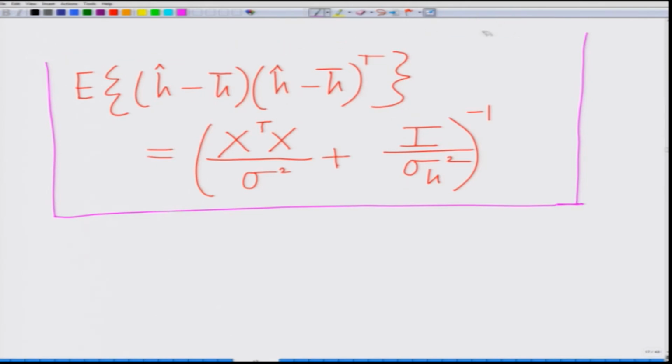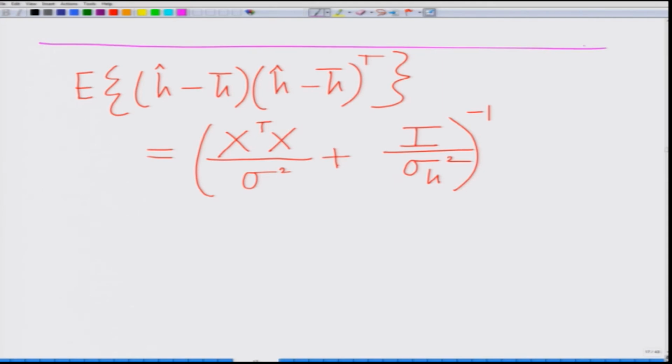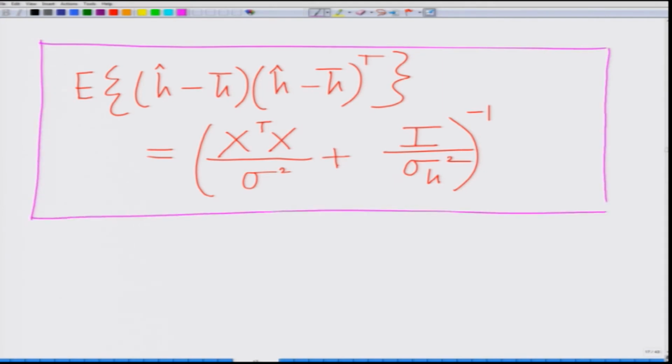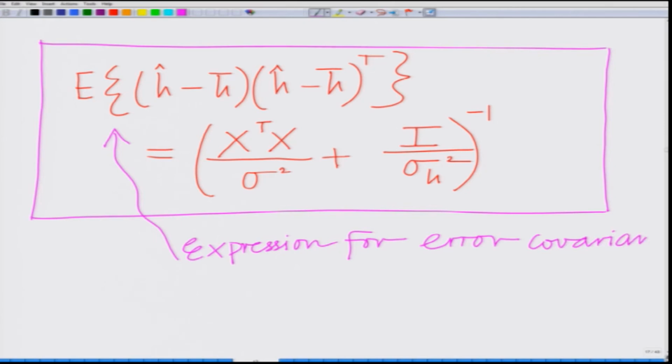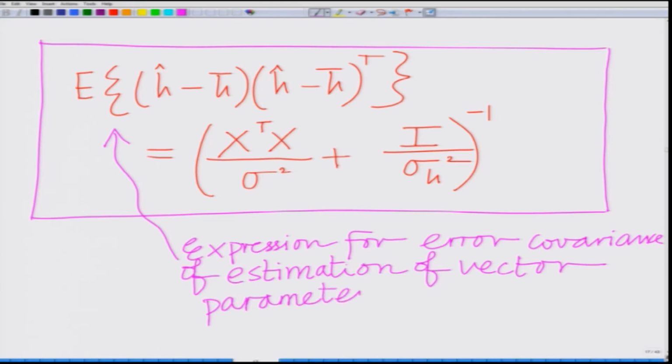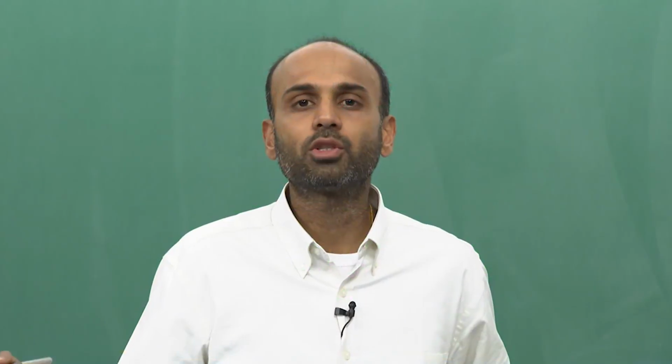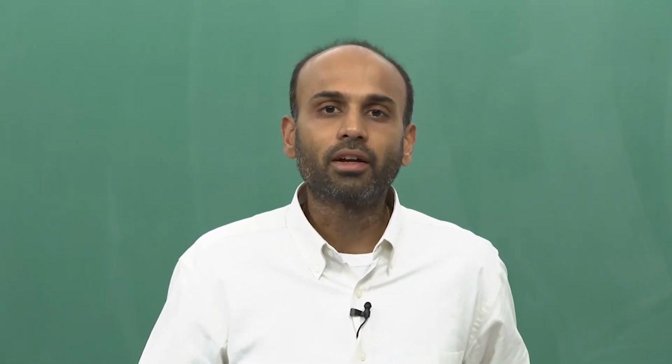Of course, we have done this in the context of downlink multi antenna channel estimation, but realize that this is the general expression for the error covariance for the estimation of a vector parameter, that is, X^T X divided by sigma^2 plus I divided by sigma_h^2, whole inverse. This is the error covariance for the estimation of a vector parameter.